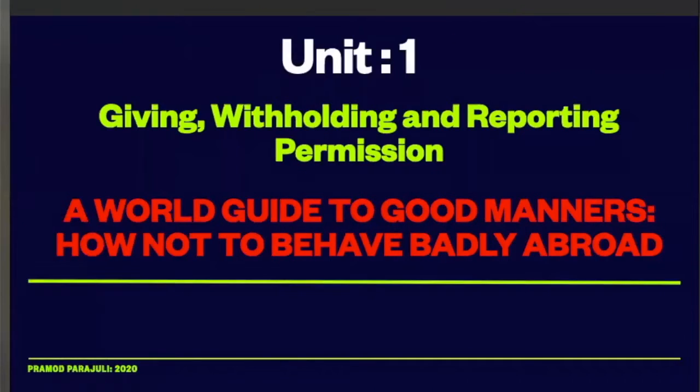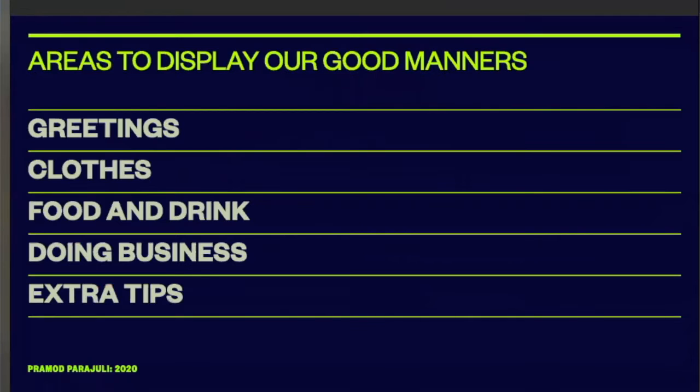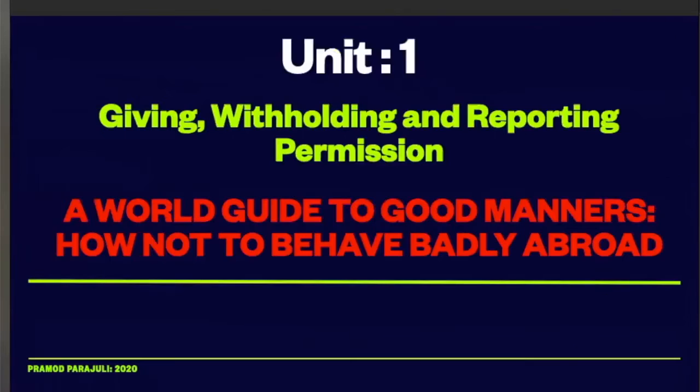There are many things in which you have to maintain your good manners. Like it may be in the field of greetings, your eating manners, your wearing clothes, etc. So some points that you have got over here that we talk about good manners we have to display on are like greetings, clothes, food and drink, doing business, and there are some extra tips. So all what you can see here on the screen is related to your textbook. So let me take you back again.